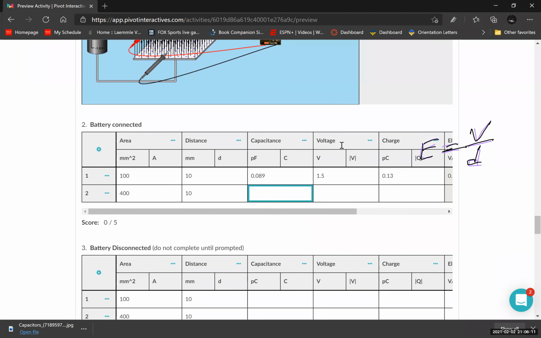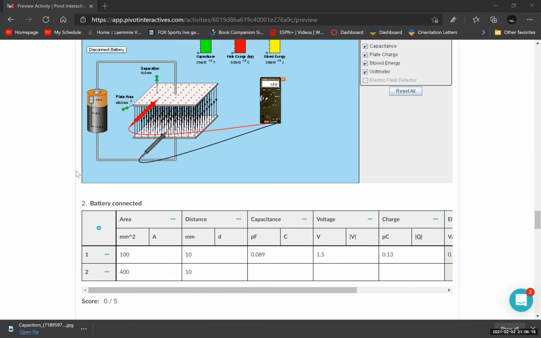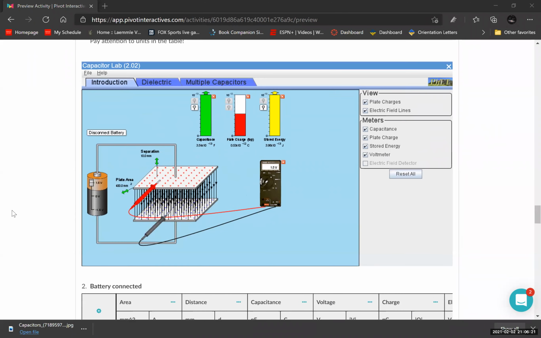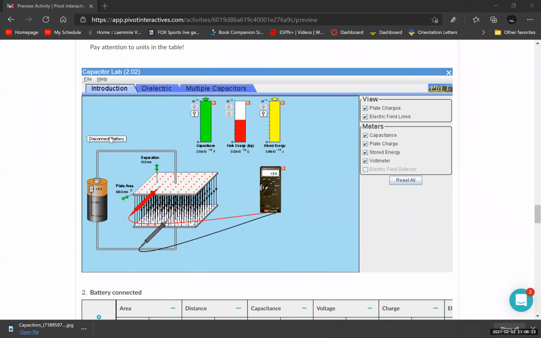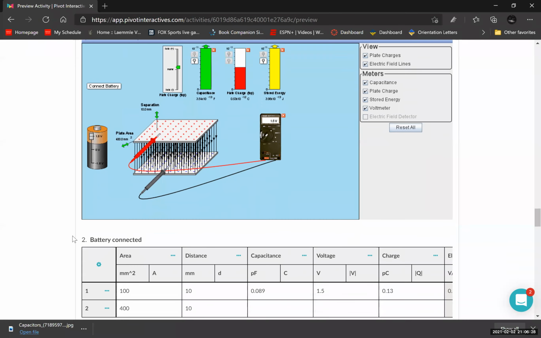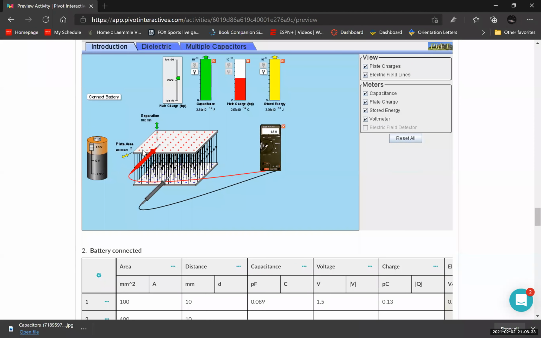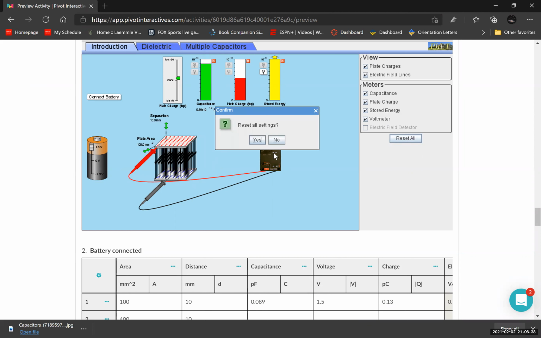All right. So, and use that to answer some questions at the end. For the second table, it says battery disconnected. That means what we do here, we click this disconnect battery, and then now the battery is disconnected. Okay. And then basically repeat the same thing. So that means go back, or if you want, you can just reset. But the idea here is that you go back like this, and then you measure everything in terms of what you had before.